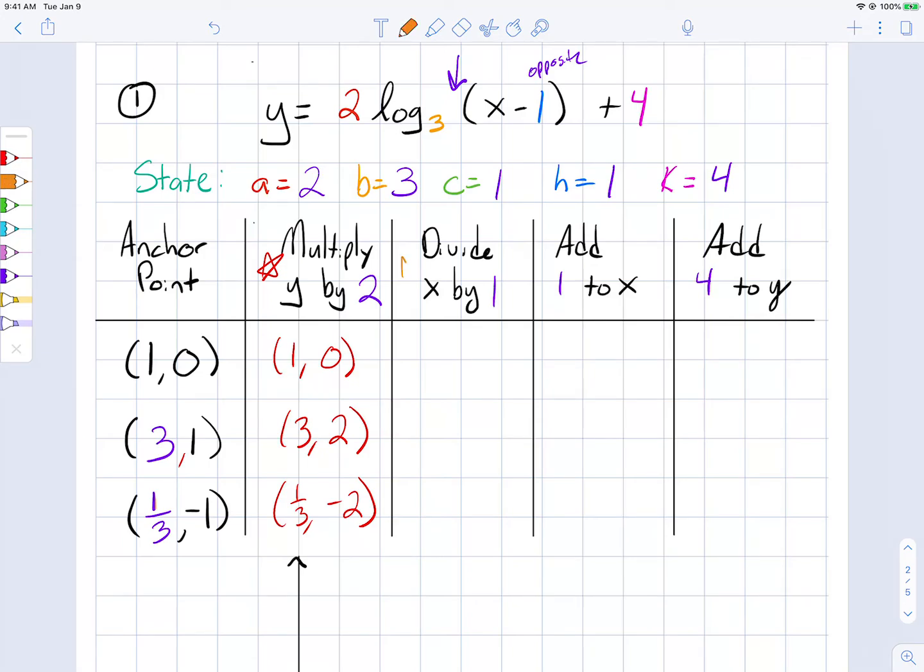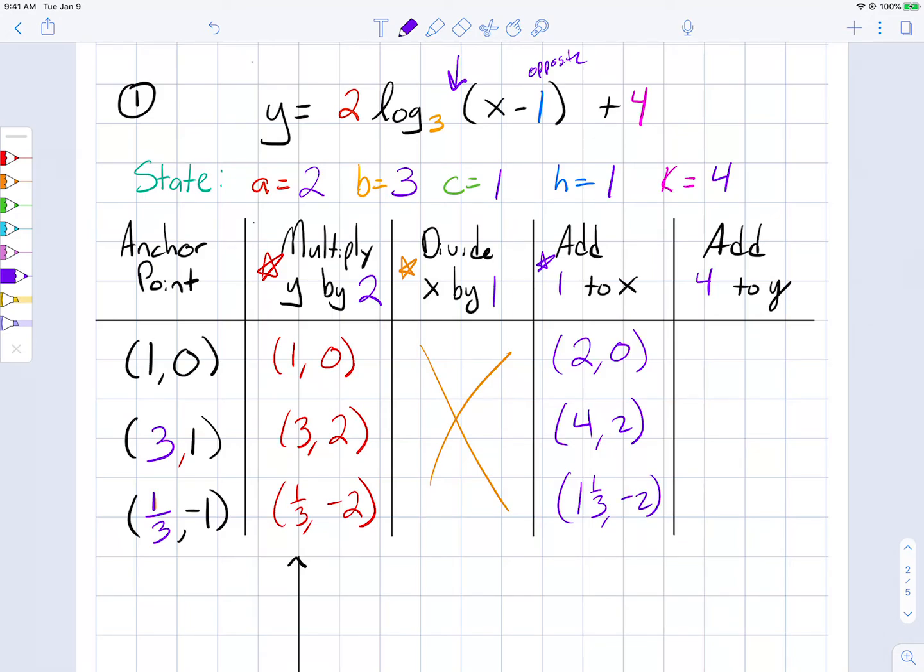Now I'm going to multiply x by 1. That doesn't change anything. I'm going to skip that step. Multiplying by 1 doesn't do anything. The next step does do something. I'm going to add 1 to x. So that's our first number. So 1 plus 1 is 2, comma 0. 3 plus 1 is 4, comma 2. And 1 plus 1/3 is 1 1/3, comma negative 2.